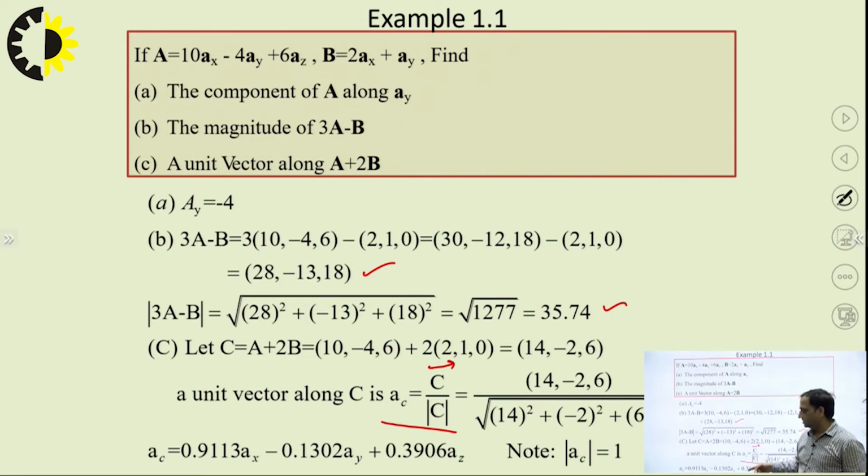So what result you are getting here in vector form, you can see that when you take the magnitude of 0.9113, 0.1302 and 0.3906, you will get 1. It must be 1. If it is not 1, it means there is some mistake in the calculations. So this is very, very important, which you have to take care about in this numerical, the basics of that one, right.